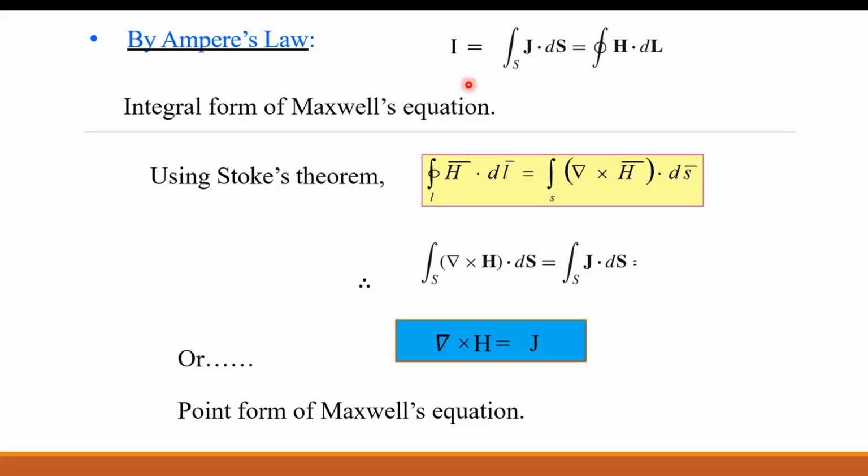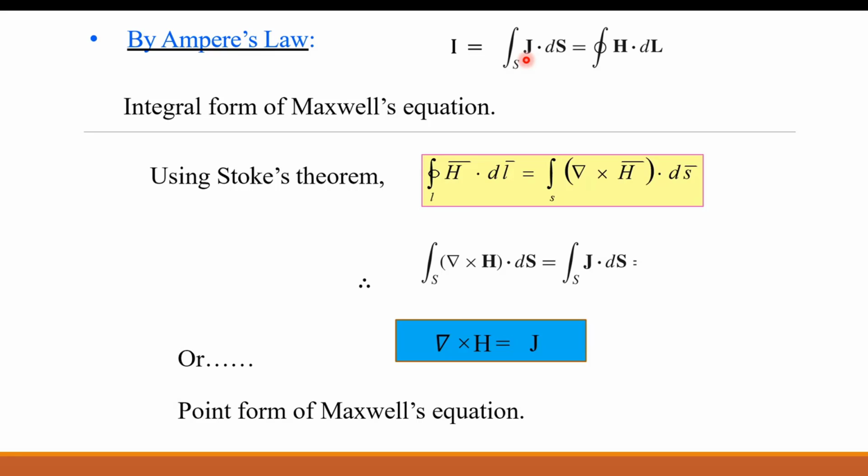So in equation form, how is it written? I is equal to closed integration of H bar dot dl bar. Now I, we already know, is also equal to surface integration of J bar dot ds bar, where J bar is what? It is current density. So current density means current passing through a given area, unit area, right? So it is measured in ampere per meter square.